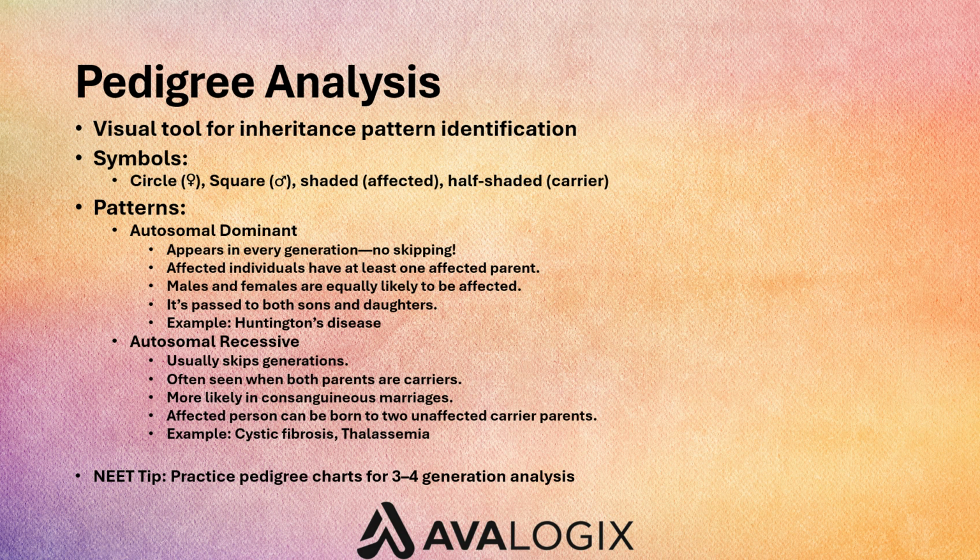Thalassemia. NEET clue: if healthy parents have an affected child, think autosomal recessive.